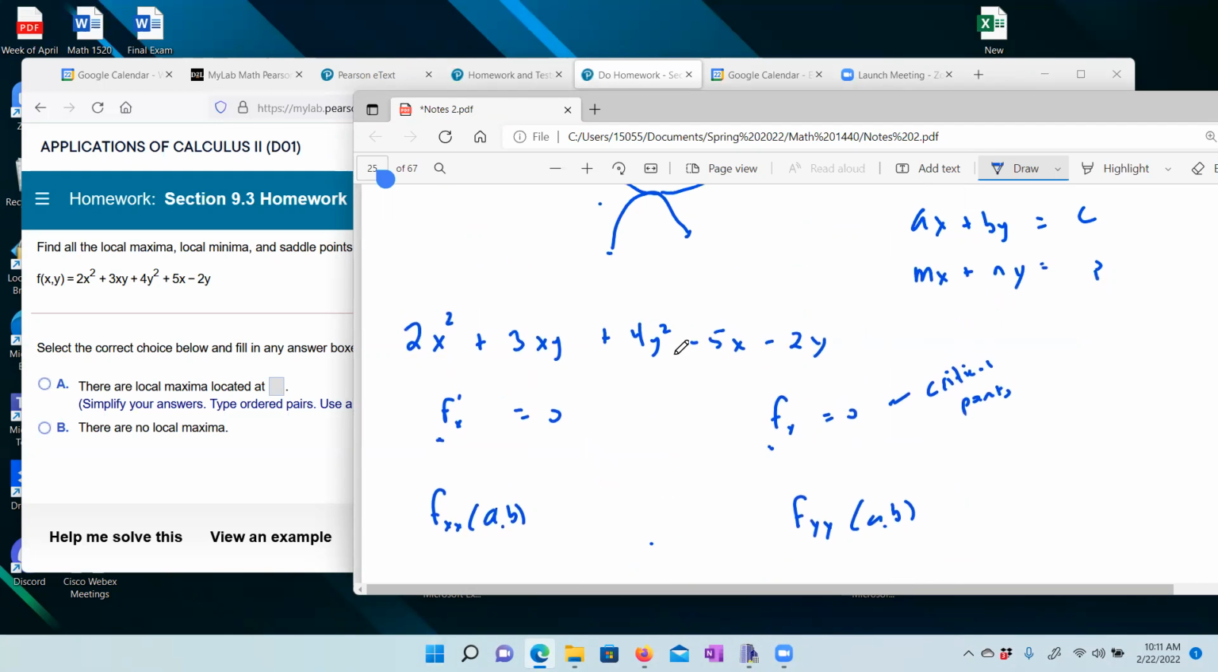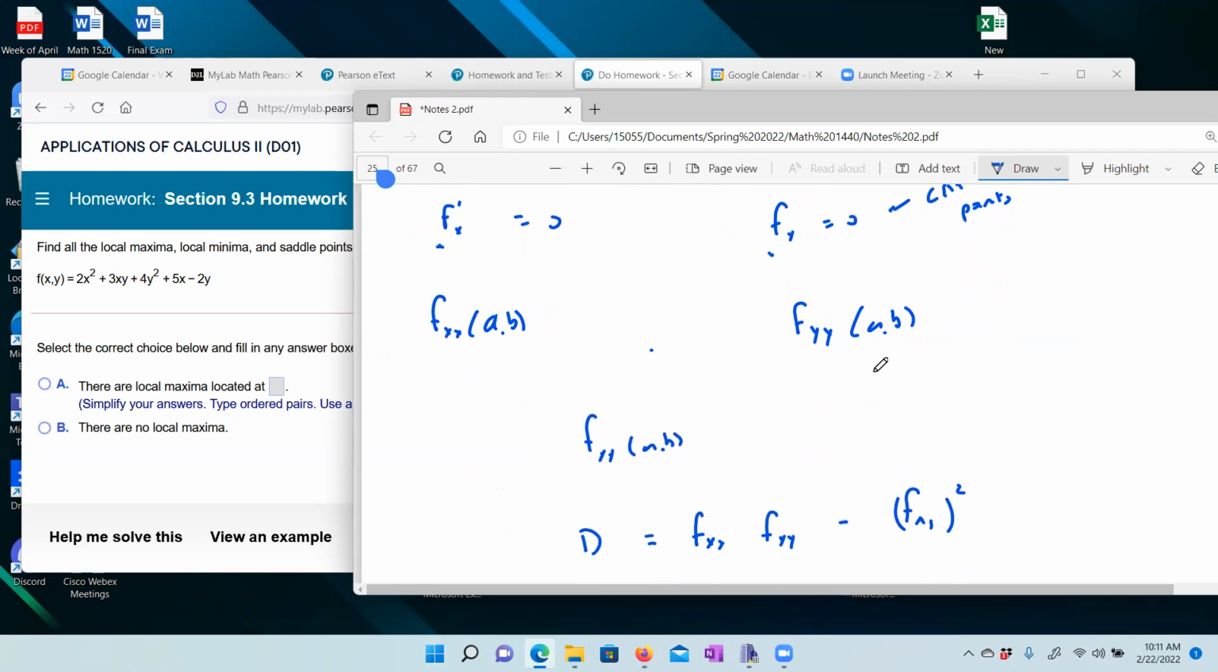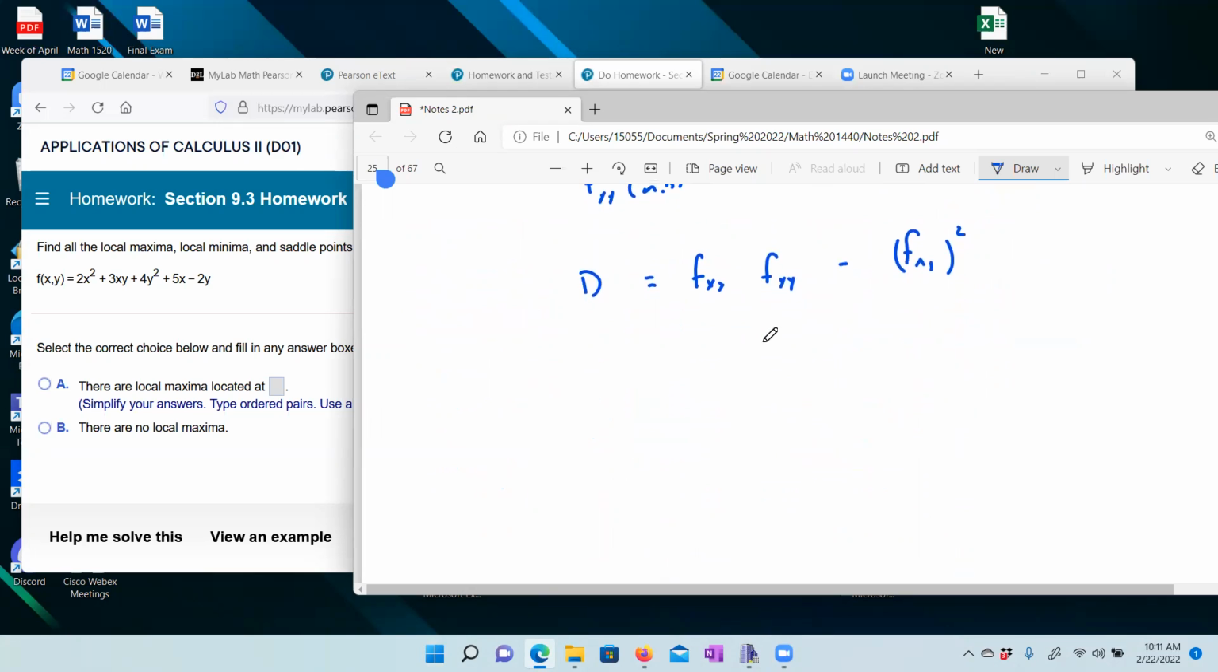Take first derivatives of everybody. Your calculus teacher in Calc 1 probably did not impress upon you the second derivative test. I don't either, because there are easier ways to get the max or min than the second derivative test. But now we're stuck with the second derivative test. All right, so that's what we're going to do. My f(x,y) is equal to 2x squared plus 3xy plus 4y squared minus 5x minus 2y.